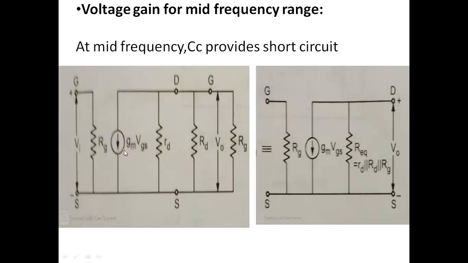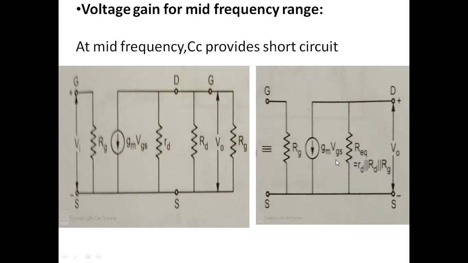So here we have RG, gm, VGS, and RD, capital RD, RG. These three resistances are in parallel combination. So let us take that total resistance as R equivalent, where R equivalent is the parallel combination of these three resistances. We are simplifying the circuit, taking these three resistances as one resistance only, that is R equivalent, the parallel combination of RD, capital RD and capital R.